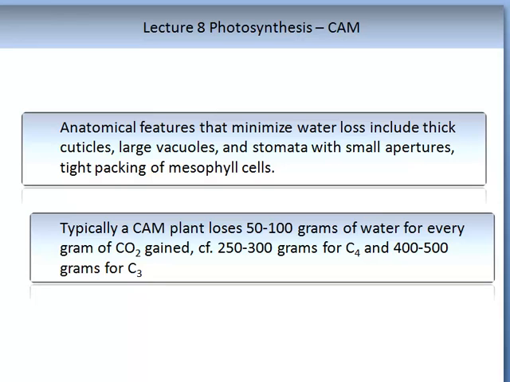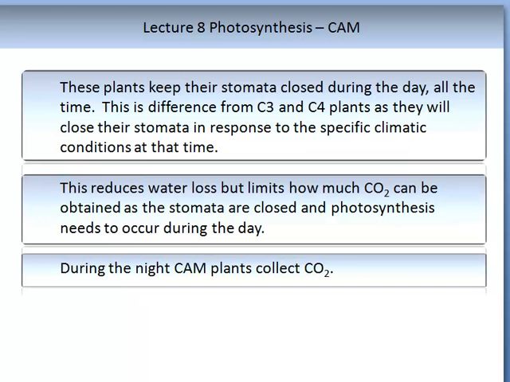For the same amount of fixation in C4 plants, 250 to 300 grams is lost, and this number is even greater in C3 plants at 400 to 500 grams of water. This shows you how efficient CAM plants have become. So how do the CAM plants do it? Well, it's quite simple really. If you lose water through stomata during the day, why not close them? And in fact, that's exactly what the CAM plants do.